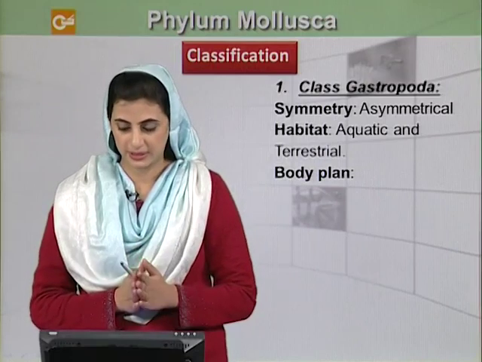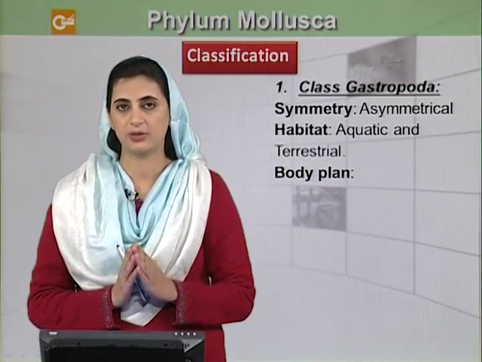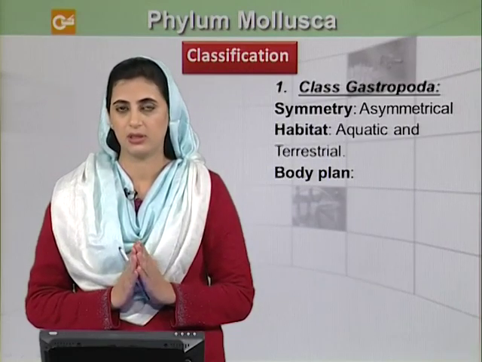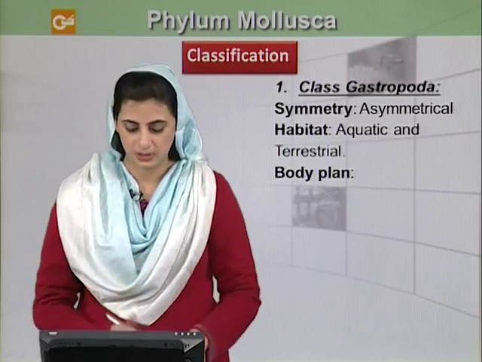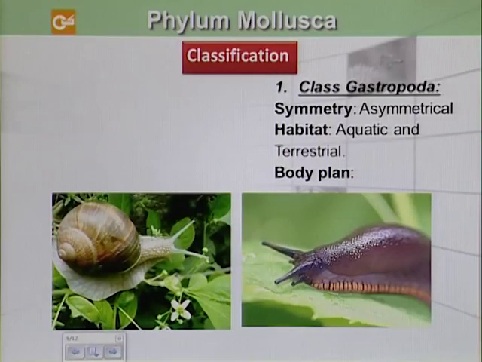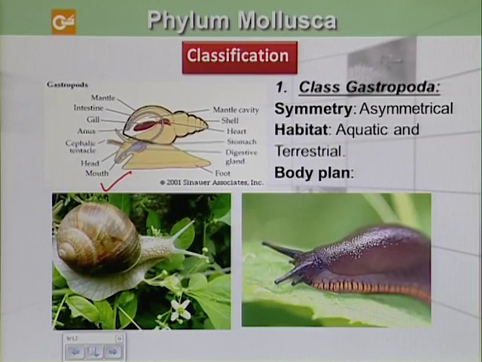Number 1 is class Gastropoda. They are asymmetrical, and they are aquatic as well as terrestrial in habitat. We can see here the examples of snails and slugs. Their body is covered with a one-piece shell, as we can see in the example of a snail here. Aquatic species have gills, while terrestrial species have lungs. We can see the body structure of these gastropods here.